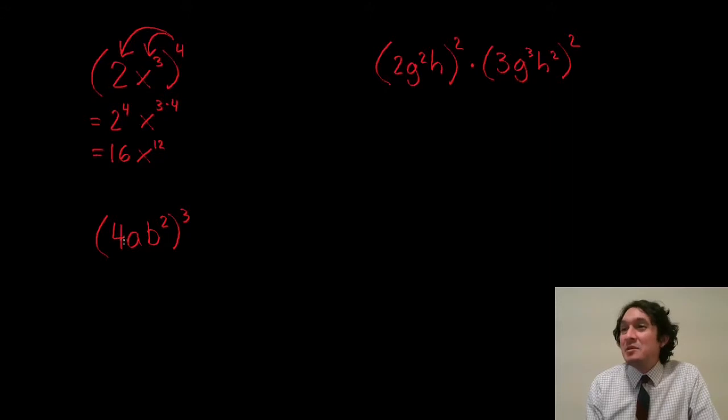Easy. Moving on, we have 4ab squared all to the power of 3. This time, there's not 2 things, there's 3 things.